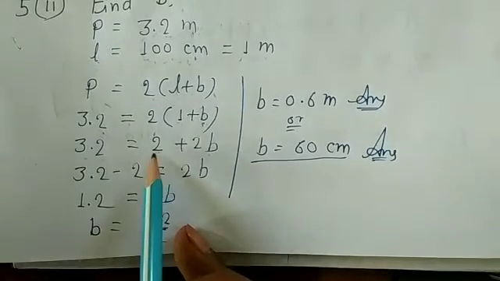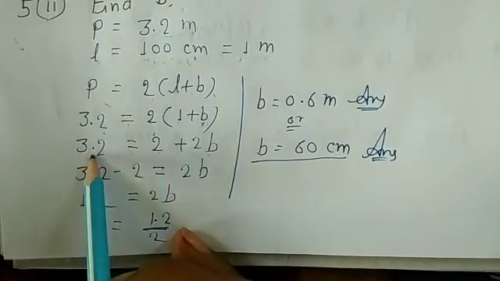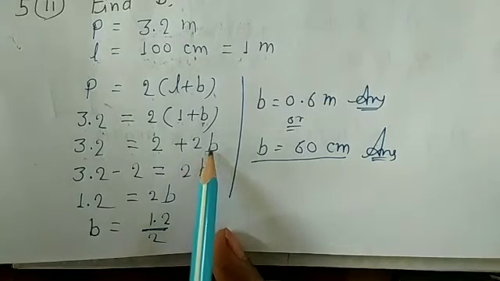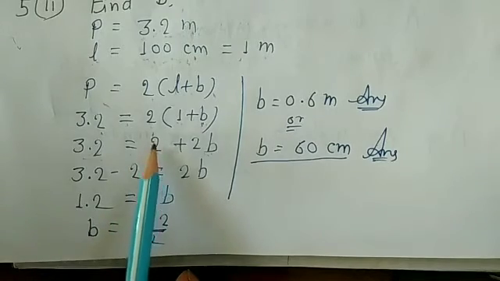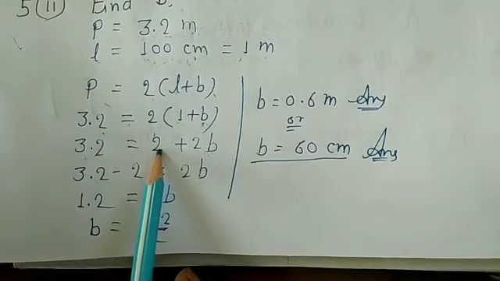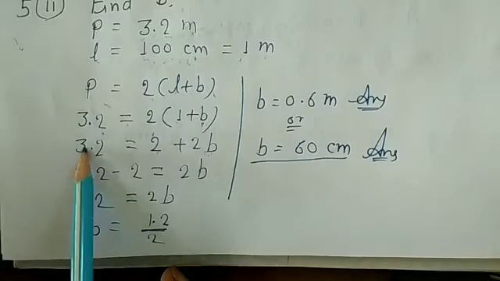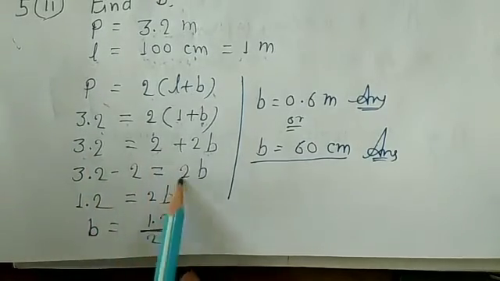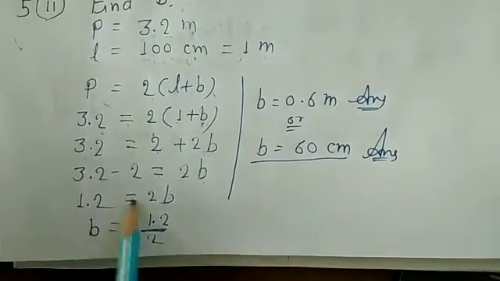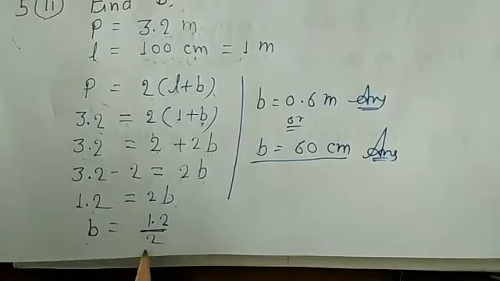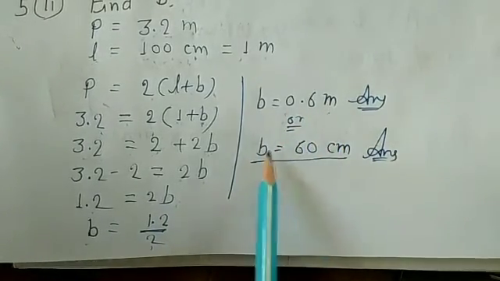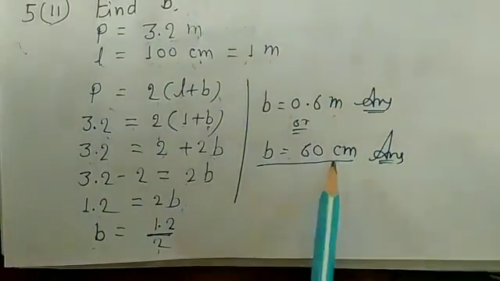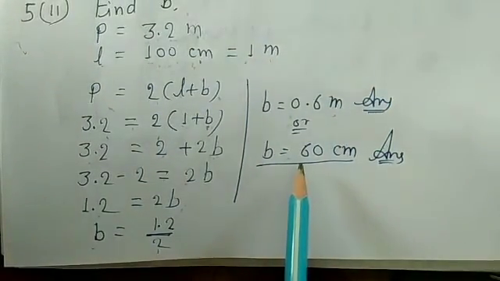Now change the side of 2. Numerals will be one side and this will be one side, means constant and variable. 2B is the variable, these are constant. So change the side of 2. When we change the side of 2, its symbol will be changed there. This is 3.2 minus 2 equal to 2B. Then this is 1.2 equal to 2B. Then B equal to 1.2 upon 2 means 0.6 meter. Or you can write B equal to 60 centimeter. This is the question number 5th.